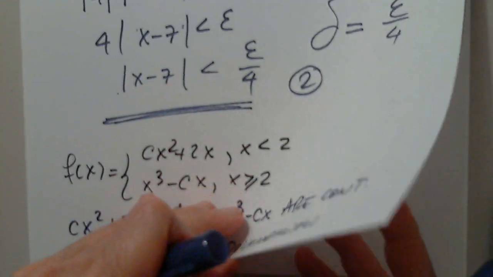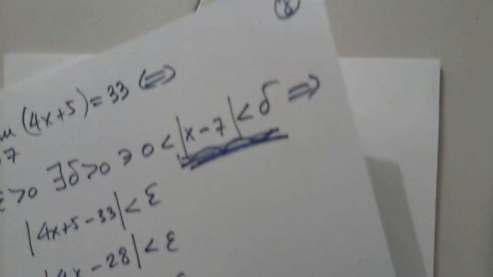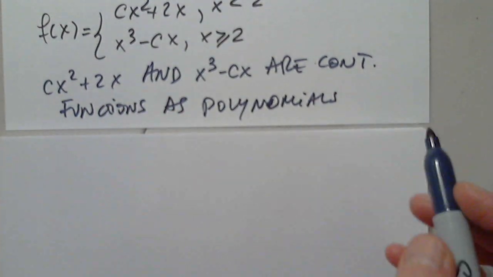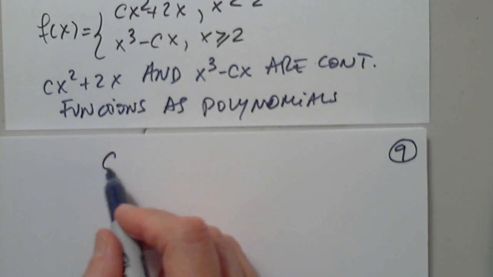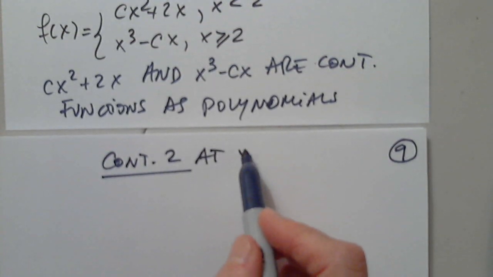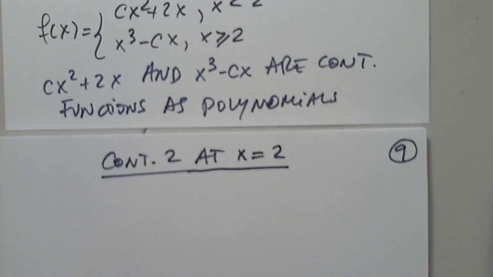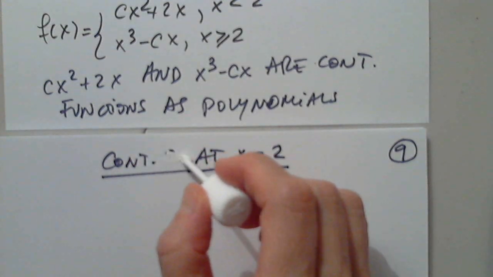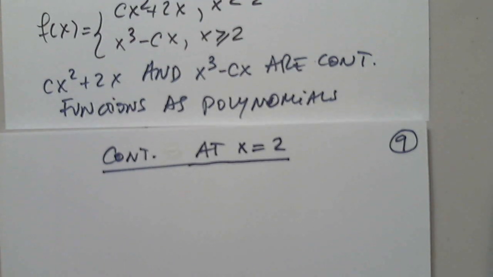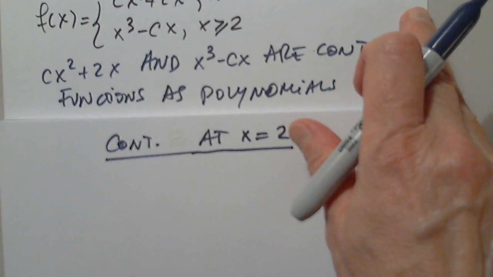But the question is continuity at 2. That is the only question we have. And now I'm asking you again, what is continuity at 2? How do I write continuity at 2? What is the definition of continuity at a point? Please help so we can finish all the review, please.